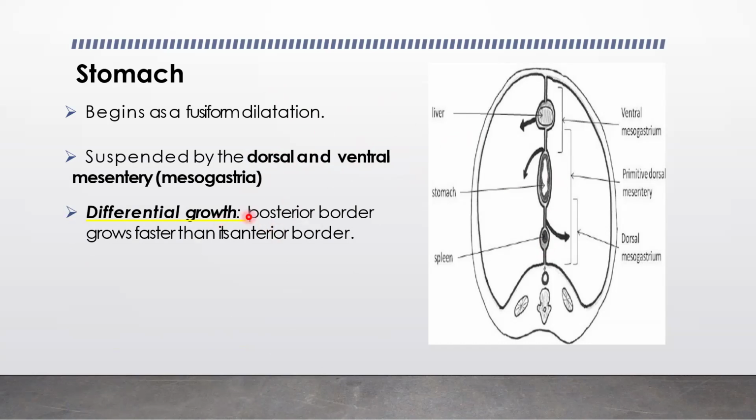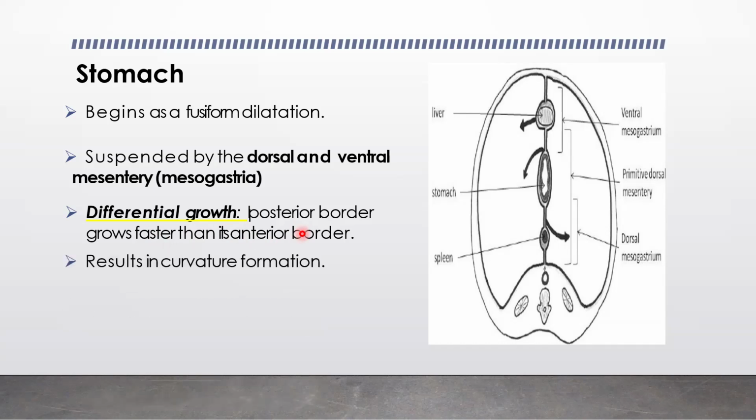Then you'll have a differential growth. In terms of differential growth, the anterior part of the stomach will develop slowly, while the posterior part will develop faster. So the posterior part grows faster while the anterior part develops slowly. And that's the reason you'll have the lesser curvature being smaller and the greater curvature being larger.